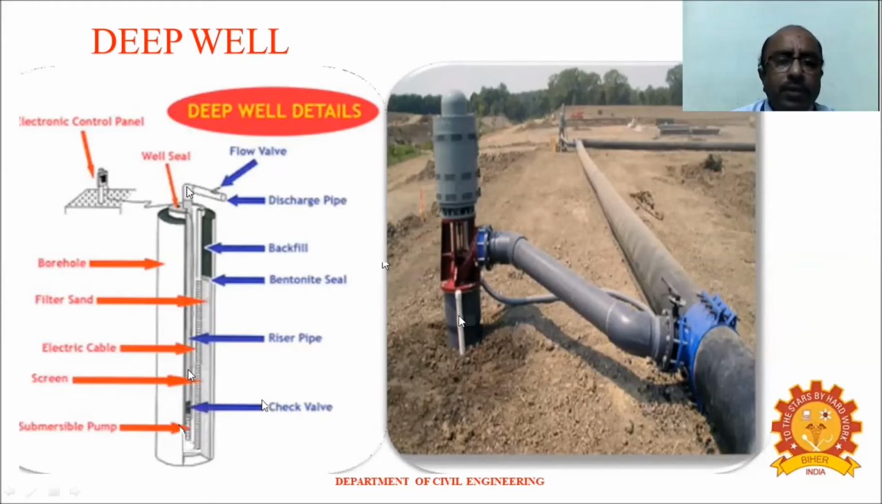Now this riser pipe is connected to the discharge pipe, through which the water is discharged. And this is the cable connected to the electric control panel. And this is the actual picture of one of the deep well systems, where every setup is attached, and then the water discharge is sent through the header pipe, and it is taken to a longer distance.